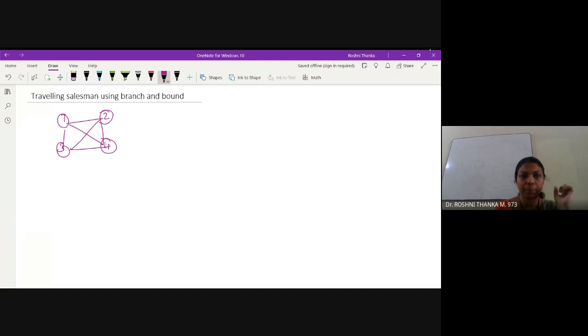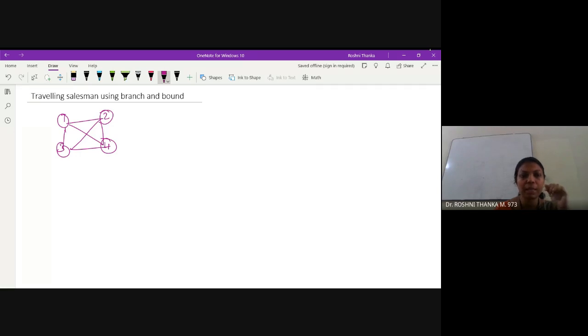If a traveling person is starting from node 1, he has to visit all the rest of the nodes, and each should be visited only one time, and finally he has to come back to the starting location. For example, starting from node 1, he has to reach 2, 4, 3, and finally reach node 1. And one more condition is that this should be done at minimum cost. So that is the problem we have in traveling salesman.